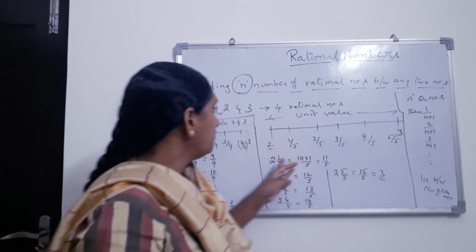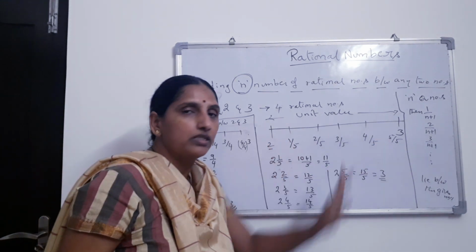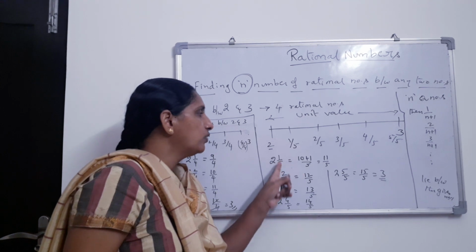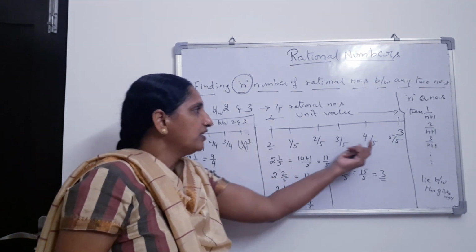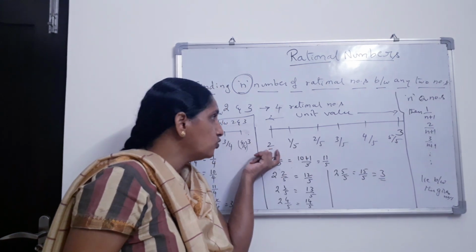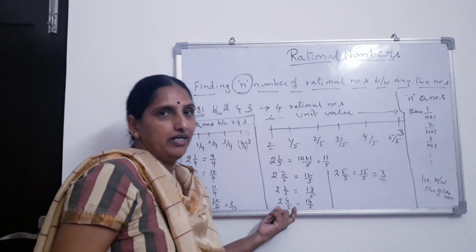What you have to take is, you should not write 1 by 5 as a rational number which is between 2 and 3. No, it is 2 plus 1 by 5, that is 2 1 by 5. You can't write 4 by 5 as a rational number between 2 and 3. Please remember this. It is 2 plus 4 by 5, so 2 4 by 5.